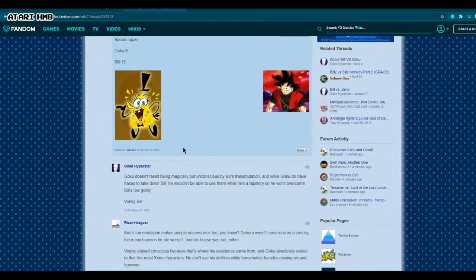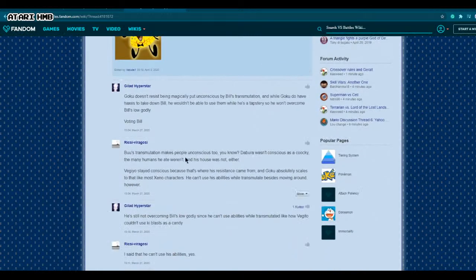Speed is equalized. Doesn't really matter because both can teleport or whatever, but let's see. Boo's transmutation makes people unconscious too. Deborah was unconscious as a... cocky... The freak. Isaac, what did you send me? Oh my gosh.